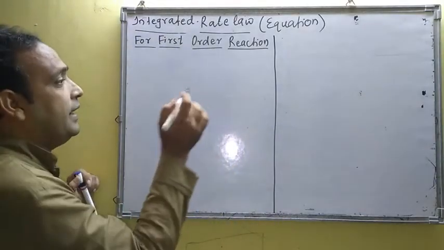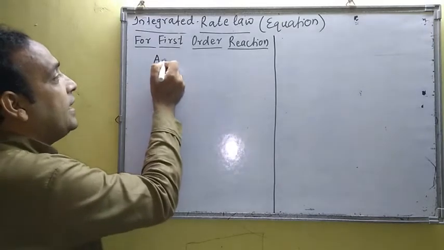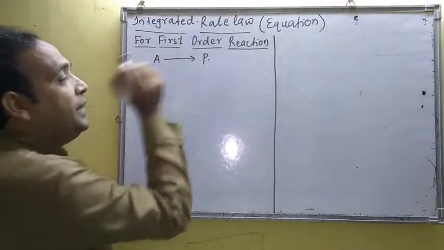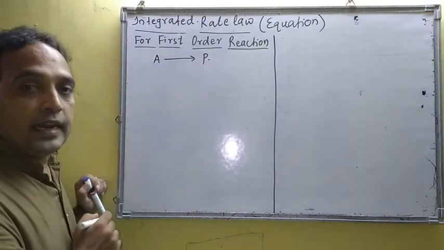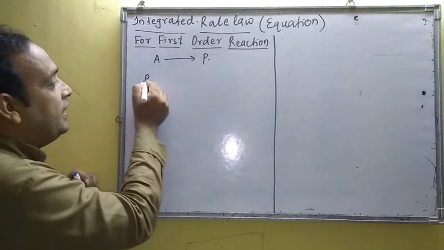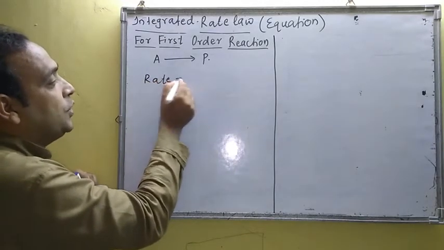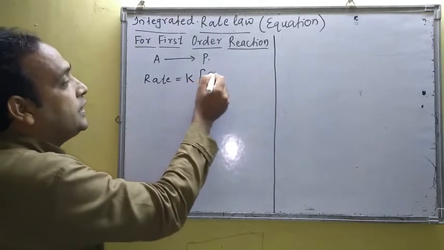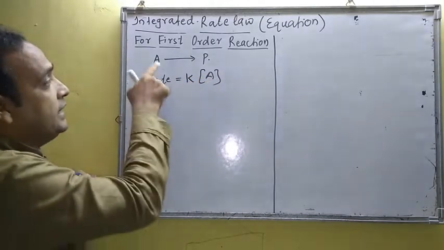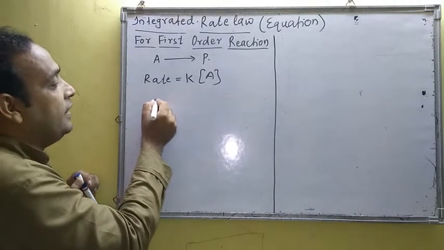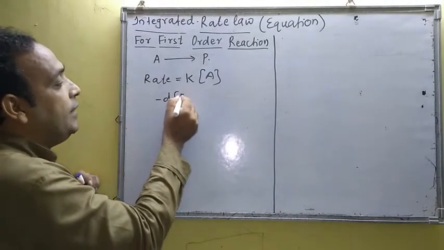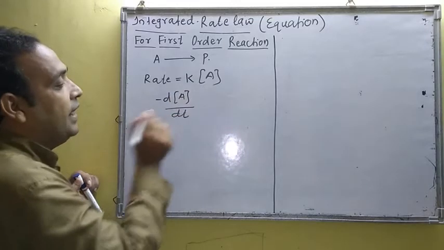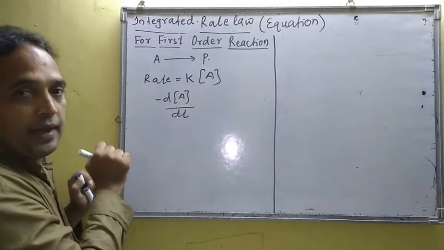Suppose a reaction A converts into product P. Now how to write the rate of this reaction? We can write rate is directly proportional to, so is equal to k into concentration of A. Its differential form we can write as minus dA by dt, my instantaneous rate.